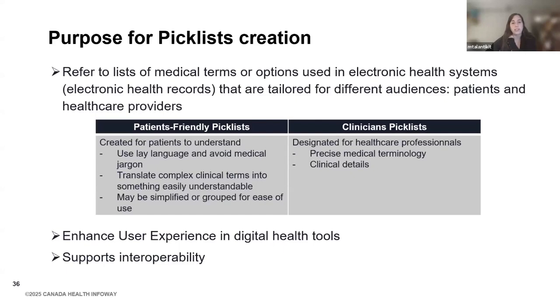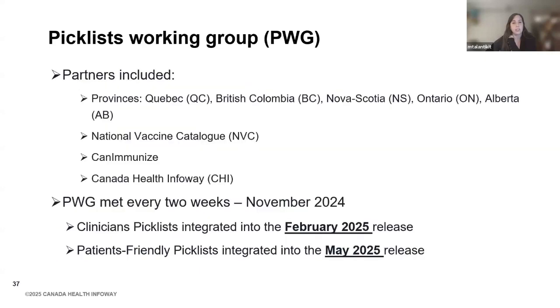Next slide, please, Anil. So now just to give you an overview of the process for the development of those pick lists. We created a working group that was composed of different partners that expressed their interest for those pick lists. So we had several provinces representative, from Quebec, British Columbia, Nova Scotia, Ontario, and Alberta. We have representatives from National Vaccine Catalog, CanImmunize, and obviously Infoway.